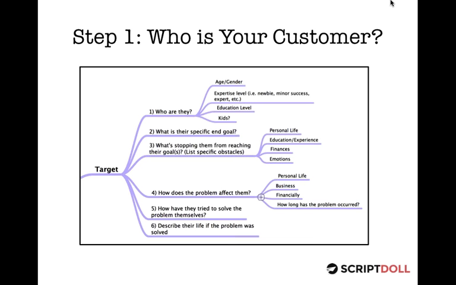So number 5, how they've tried to solve the problem themselves, and then number 6 is what would their life be like if the problem was solved. So this is going to kind of reflect back to their end goal. What does their life look like? Is it that now they are going to the gym and they have better energy levels and they're getting a lot of things done at work and they're getting along with their boss again? Describe their life.